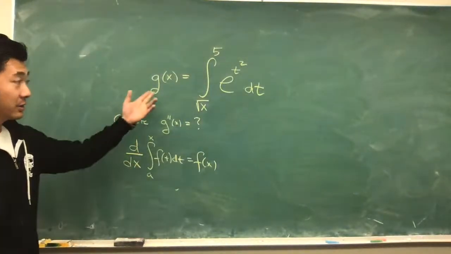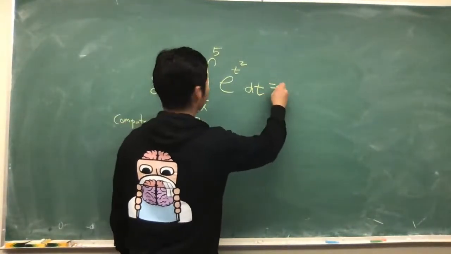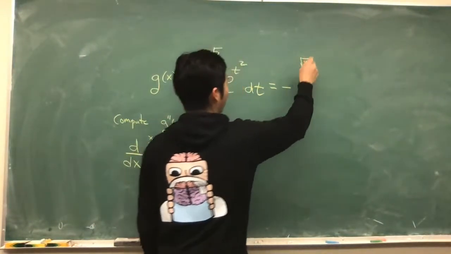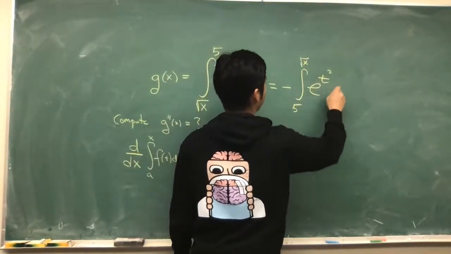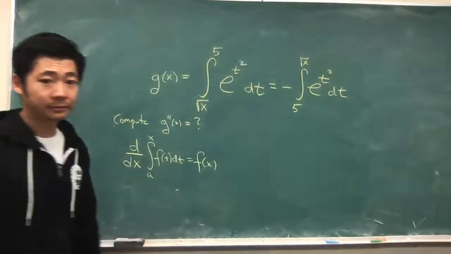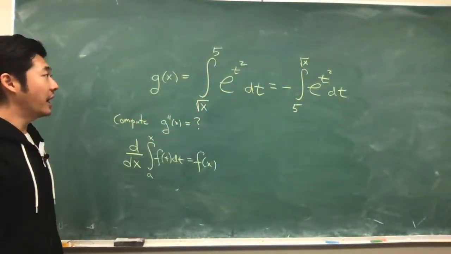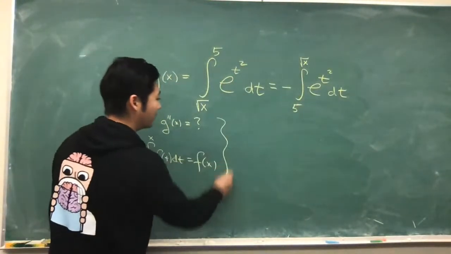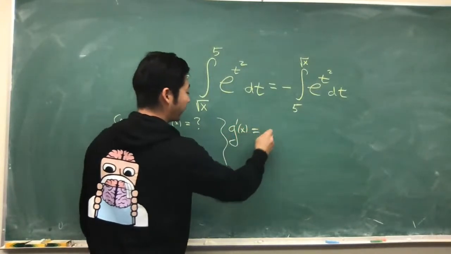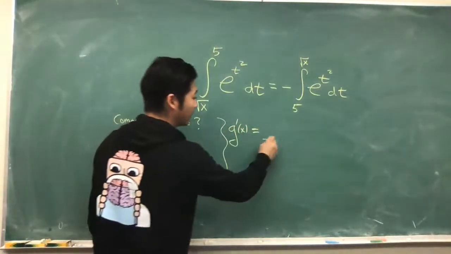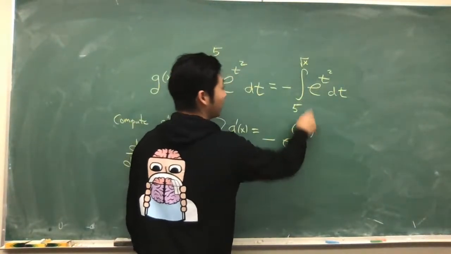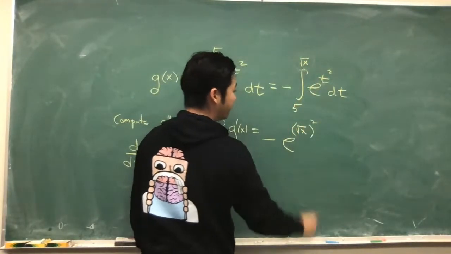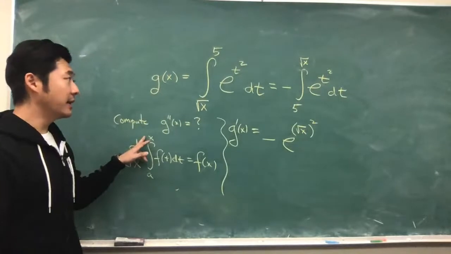So first, let's rewrite this as the integral of negative, from 5 to root x, of e to the t squared. So now that your x variable is up on the top, this is very nice. So g prime is negative e, and then you take this and you just plug it into the t. So this is square root of x, squared. But because it's not just x, you need to use the chain rule.